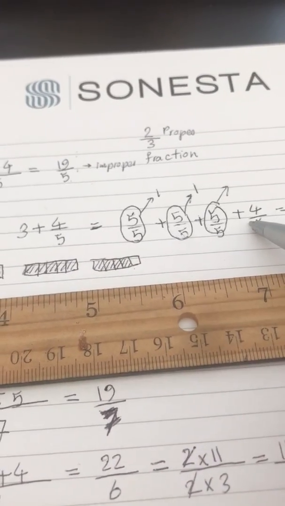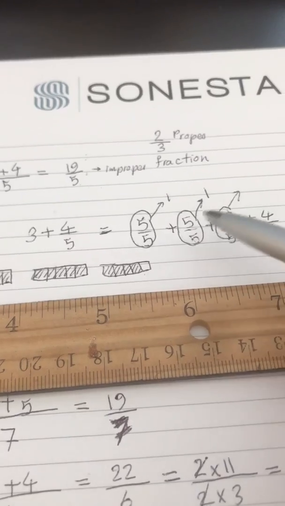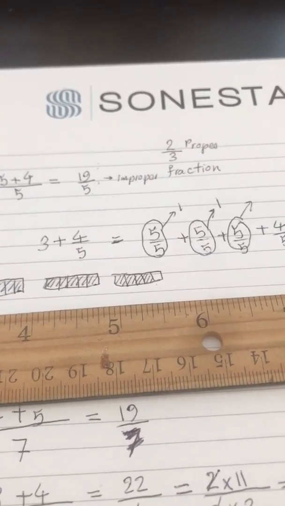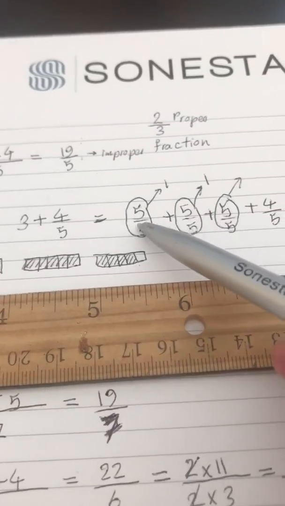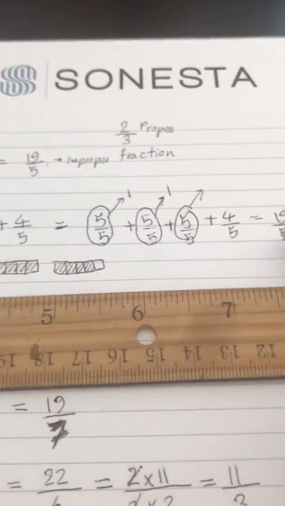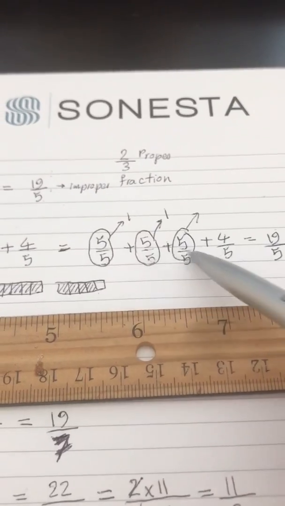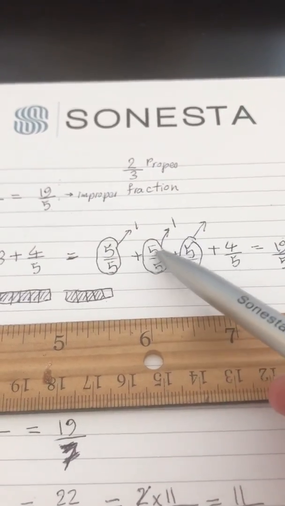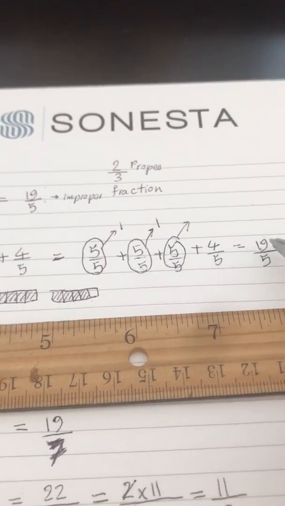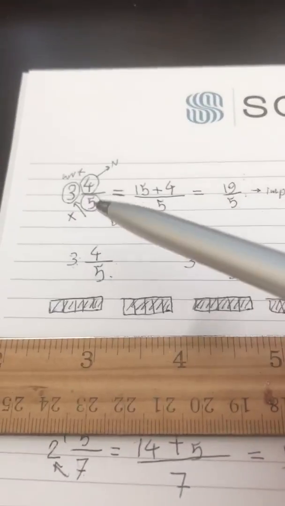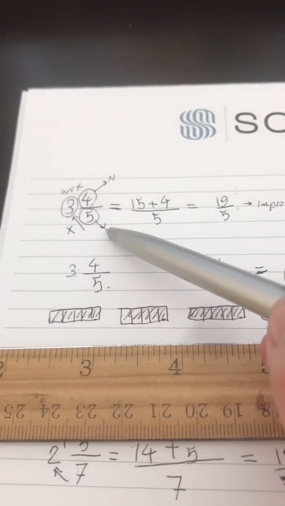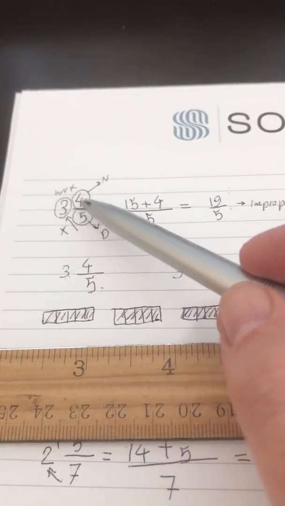This is actually adding fractions. So when you add fractions, the denominator stays the same, and then you add the numerators. 5 plus 5 plus 5 plus 4 equals 19 over 5. Now, to do it faster, this is the way you do it. Again, denominator times the whole number plus the numerator.